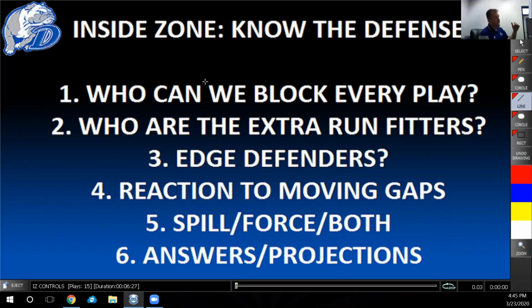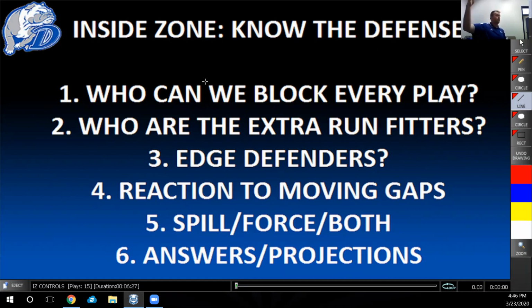And then what is their reaction to moving gaps? So for us, split zone was the only way we ran inside zone basically last year. And we brought a wing or a fullback across the formation almost every time. So we were moving a gap almost every time, pretty much a quarter of the time we were running a play, we were moving a gap. So understanding how defenses were going to react to that, if they're playing man, if they're playing zone, if they're going to roll safeties to match it, are they going to track the linebackers moving backside?